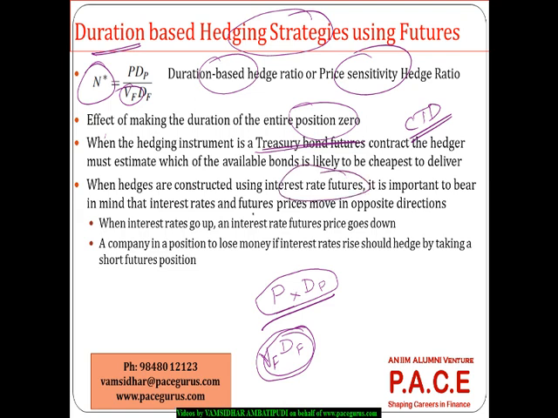Similarly, when we are using any other interest rate futures, we are trying to understand that the interest rates and the futures prices always move in the opposite direction. If interest rate goes up, interest rate futures price is going to go down, and vice versa. So the hedging position has to be decided accordingly. Price and the rates are always going in the opposite direction.